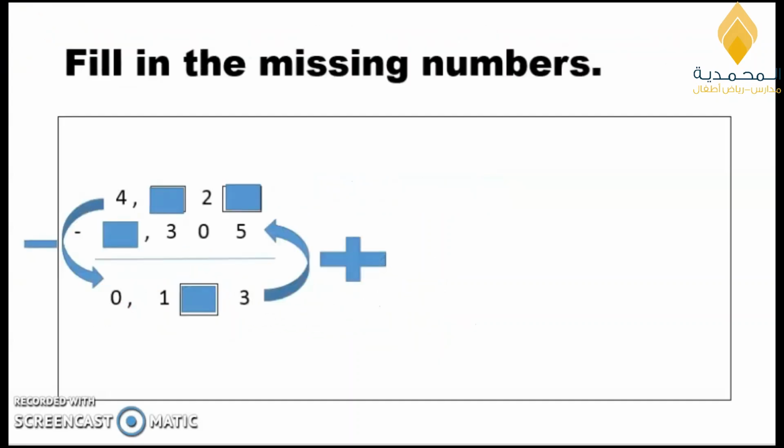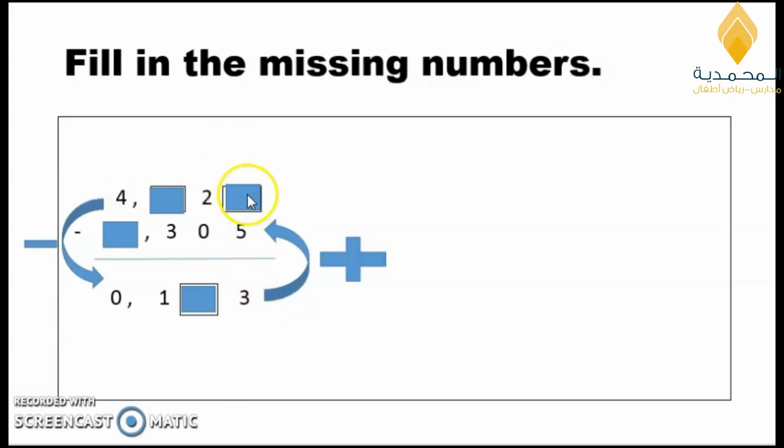Let's take another example. Fill in the missing numbers. Look, this is a subtraction problem or a subtraction question. As you can see here, this is the minus sign. So this is a subtraction. Look, we have missing numbers here. We don't know what these numbers are. Let's find out how to find these numbers. Always start from the ones. Don't start from the thousands. It's not correct, right? So please always start from the ones.